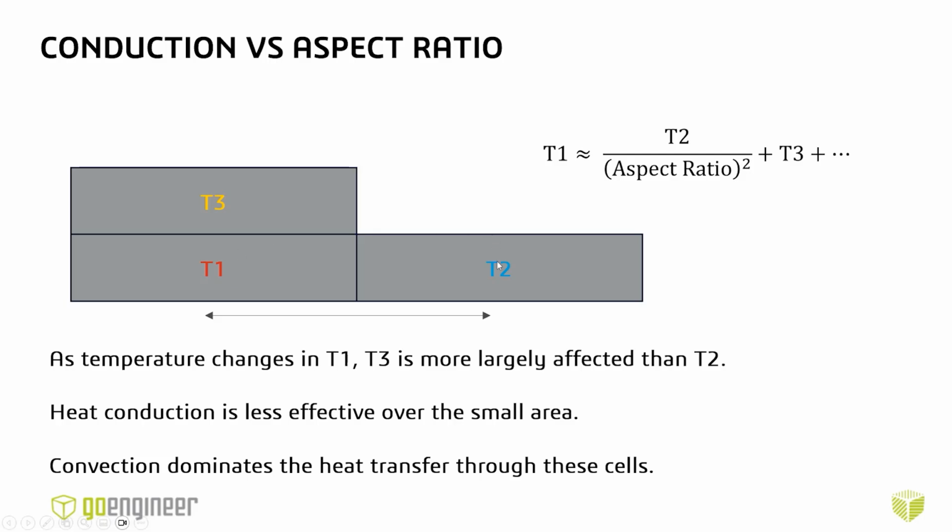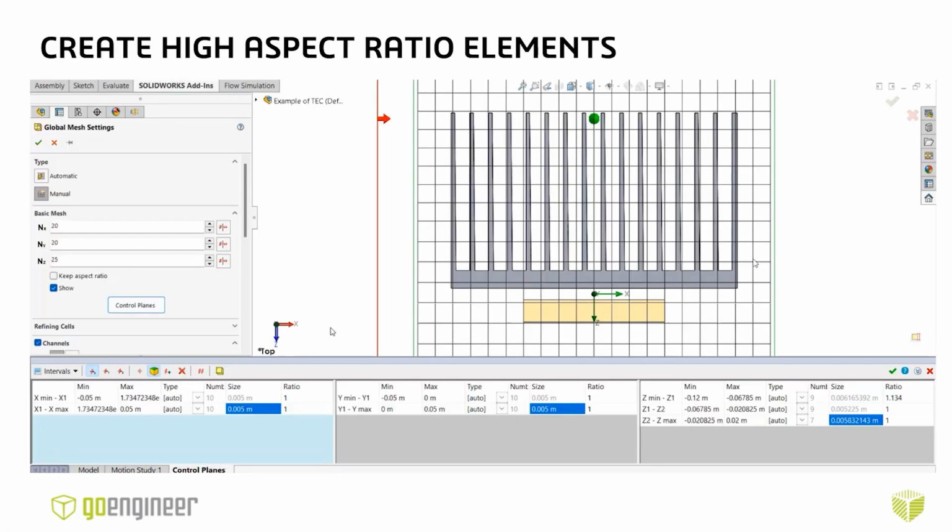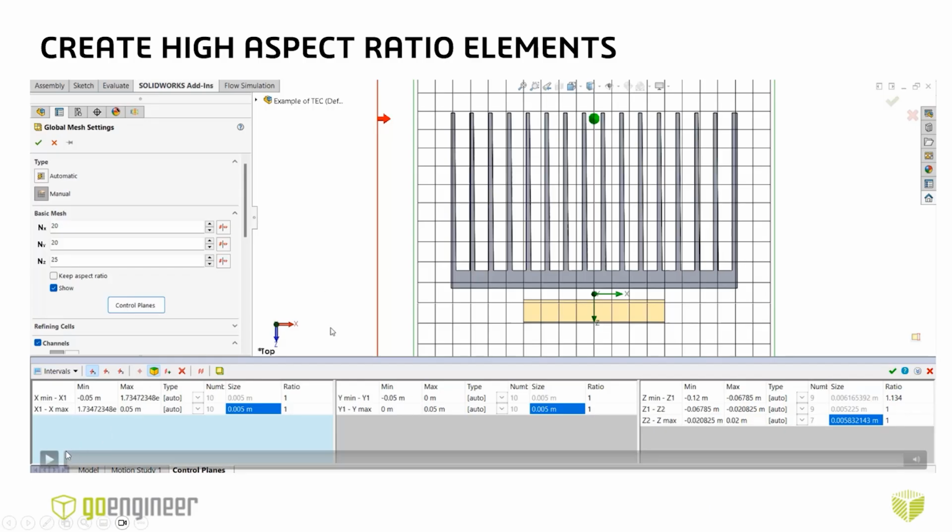Between T1 and T2, the heat transfer is largely going to be through convection. Okay, something I need to keep in mind as I look at my results later. How do I create high aspect ratio elements inside of SOLIDWORKS Flow Simulation? This is a mesh setting.